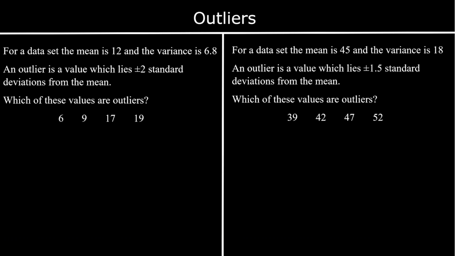Another question for a data set. The mean is 12 and the variance is 6.8. An outlier is a value which lies plus or minus 2 standard deviations from the mean. Which of these values are outliers? So the standard deviation is the square root of the variance, which is square root 6.8. So we want 12 plus 2 standard deviations, so 2 square root 6.8, or 12 minus 2 standard deviations.